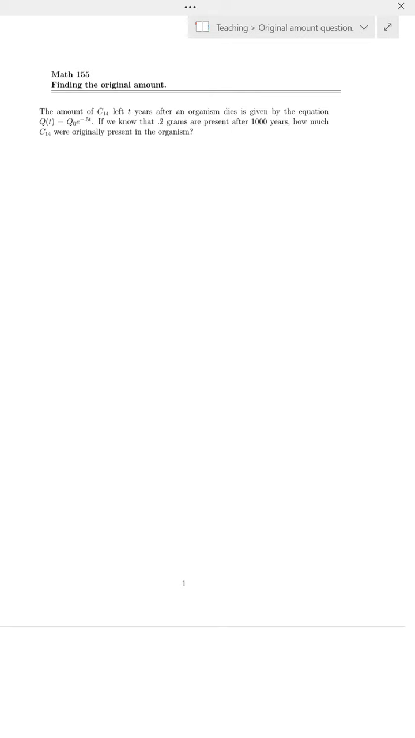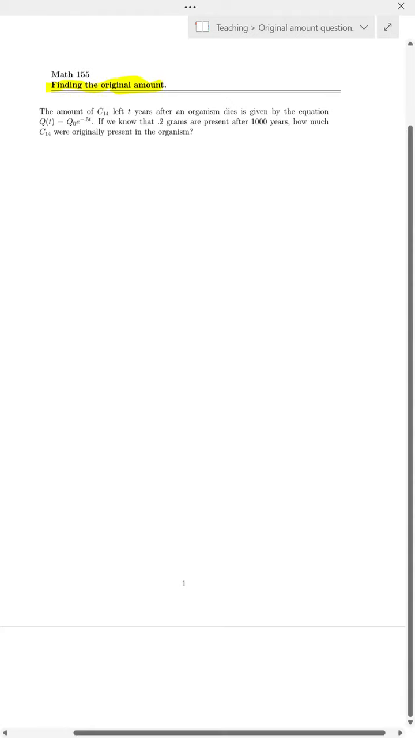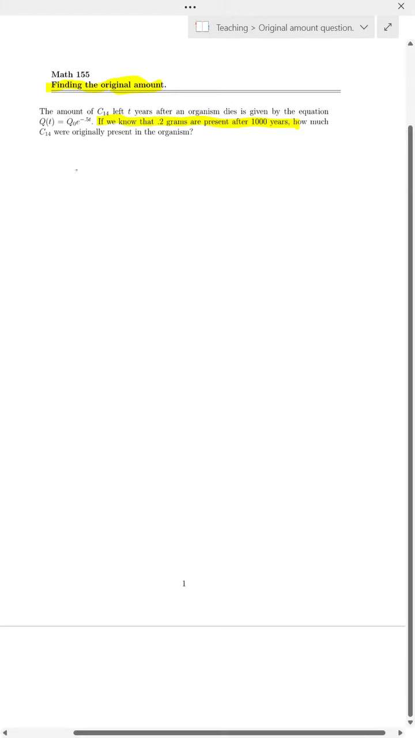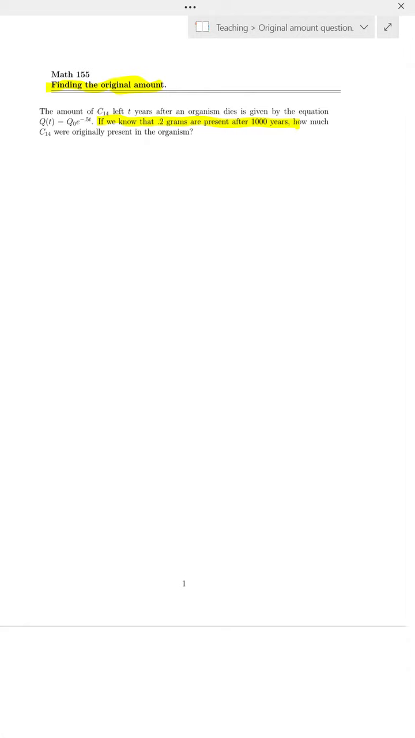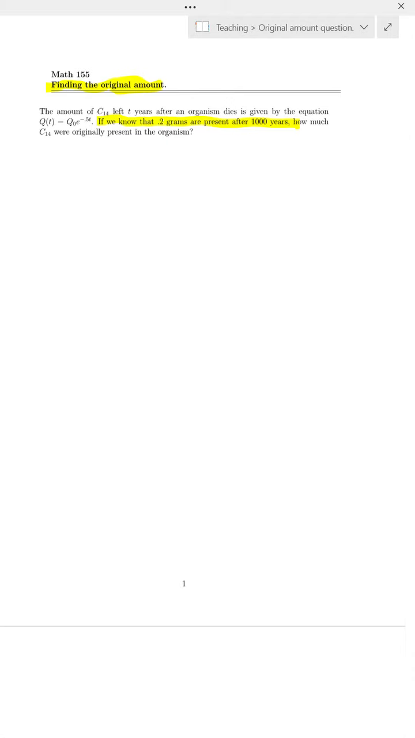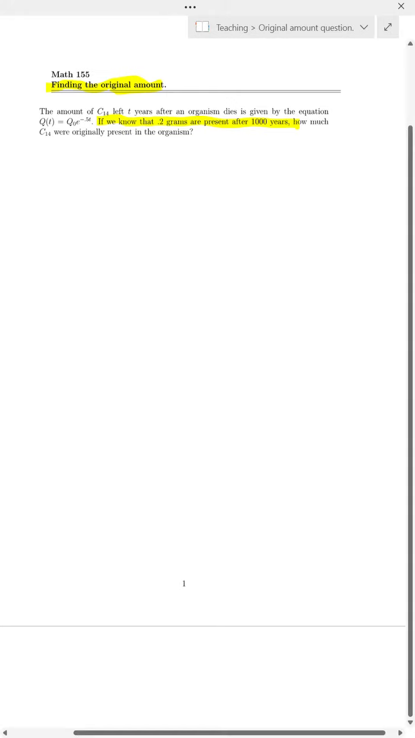The key to doing a question like this, where you have to find the original amount, given a sentence like this, is we need to understand what this sentence translates to mathematically. So if we take this sentence that we know that 0.2 grams are present after 1,000 years, we first have to think, what is that mathematically?